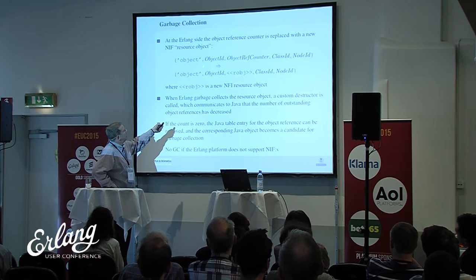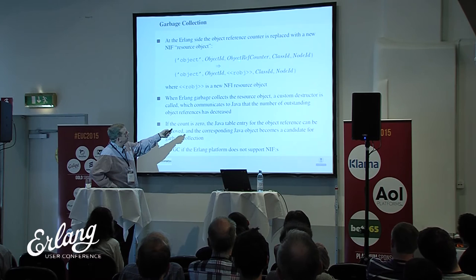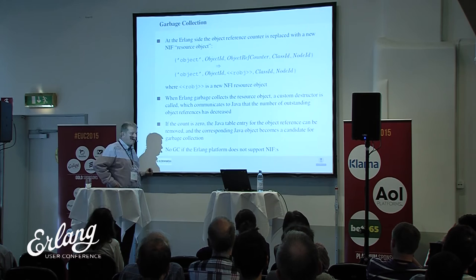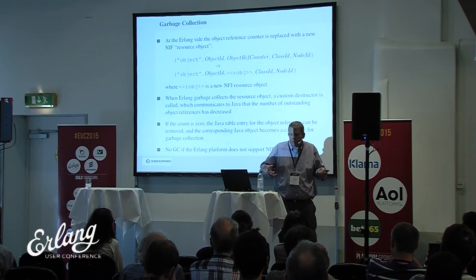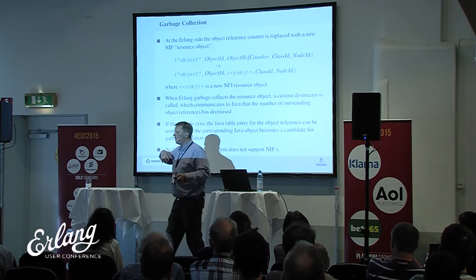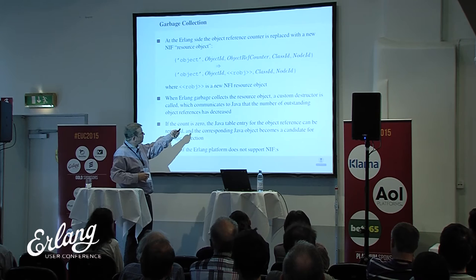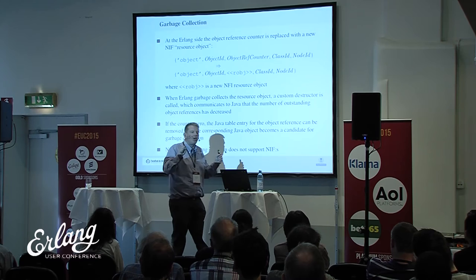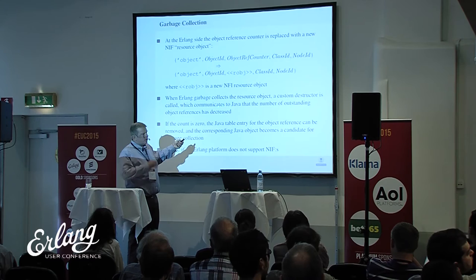Well, it gets translated immediately by the Erlang layer into something slightly different. The object reference counter is replaced by what is called in standard terminology a NIF resource object. And this is basically just a blob that we're not going to inspect ever, but this blob has the nice characteristic that when it is no longer possible to reference this blob from any part of the Erlang runtime system, then an associated delete function in the NIF library is going to get called, saying nobody refers to this blob anymore. So this function can then say, actually, I have a table here mapping this blob to an object reference counter and an object ID.